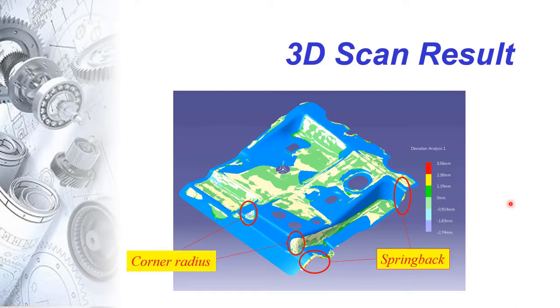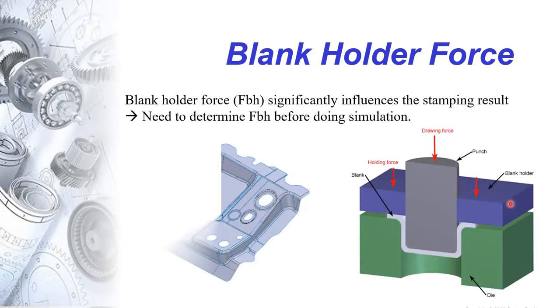Before we run a simulation, we need to determine the blank holder force. If you look at this picture, this is the die, this is the punch, and this is the blank holder or binder. And we need to find out how big the holding force is, which significantly influences the stamping result.